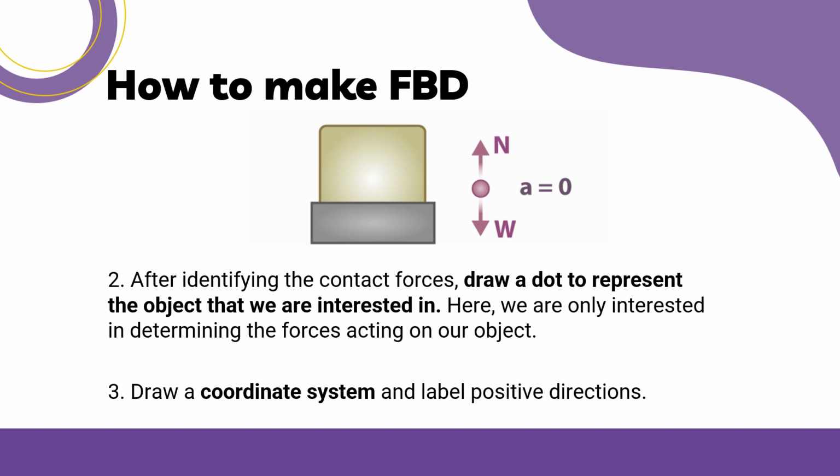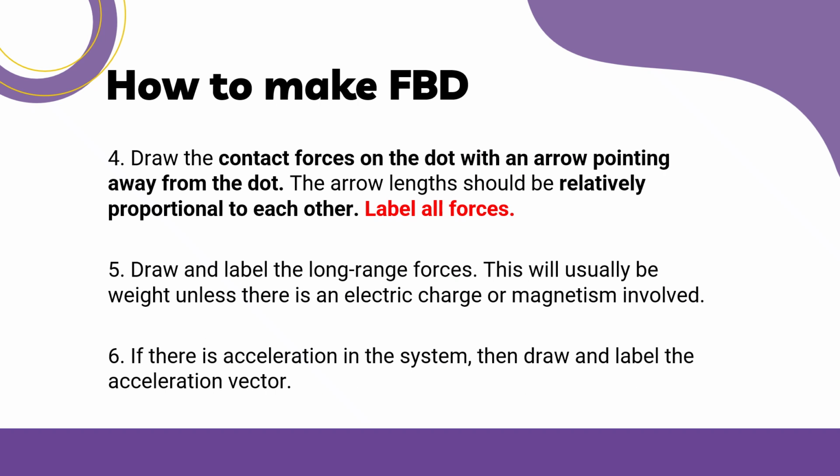After identifying the contact forces, draw a dot to represent the object that we are interested in. Here, we are only interested in determining the forces acting on our object or the body. Now, once you have identified the forces, draw a coordinate system and label the positive directions. Then include the contact forces on the dot with an arrow pointing away from the dot. Take note that the arrow lengths should be relatively proportional to each other. Next, you label all the forces acting on the object.